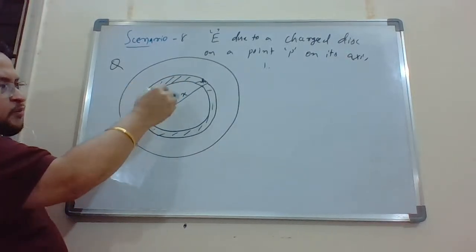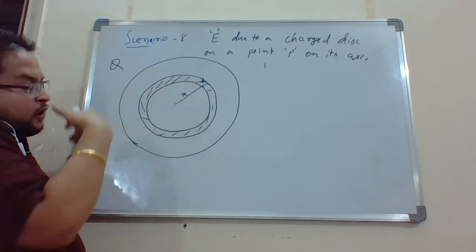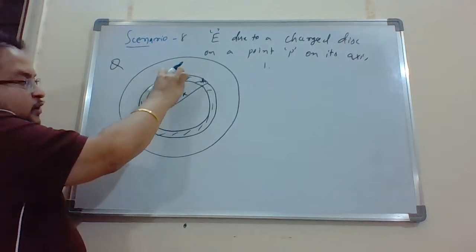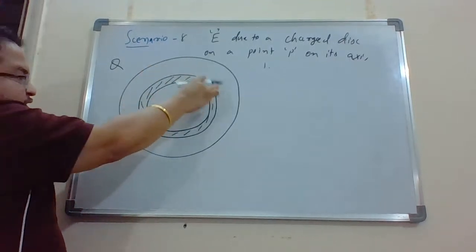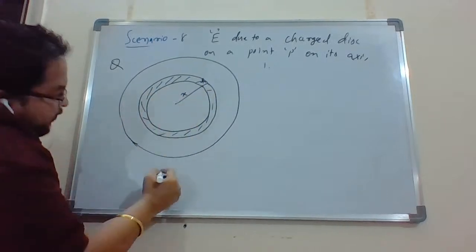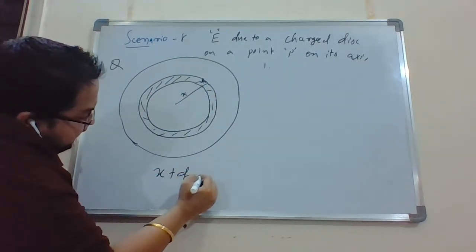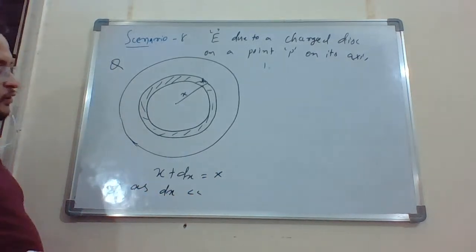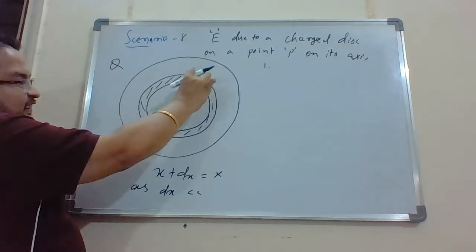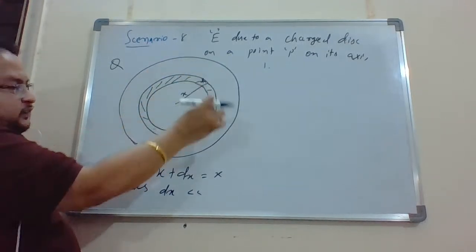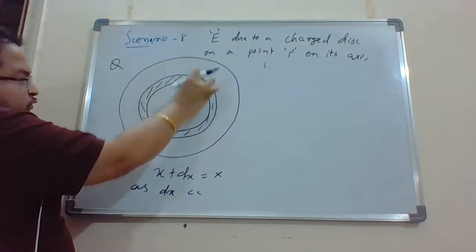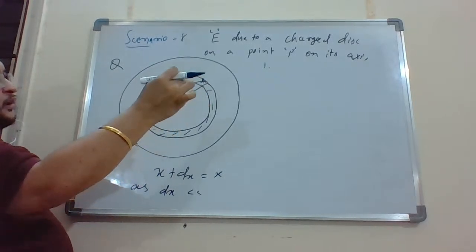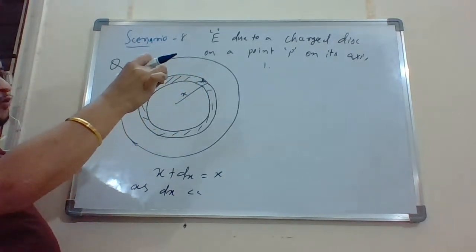Once you have understood the interval, then we would go to a different view which would help you understand it a little better. First, try to understand why we can take this interval: since dx is very small, x plus dx equals x. Which means every particle on this small segment of the disk, which looks like a ring, is at a distance x from this point.